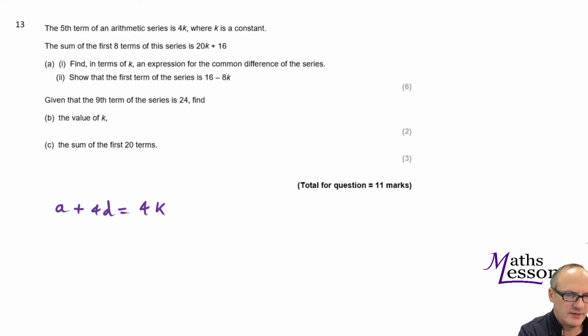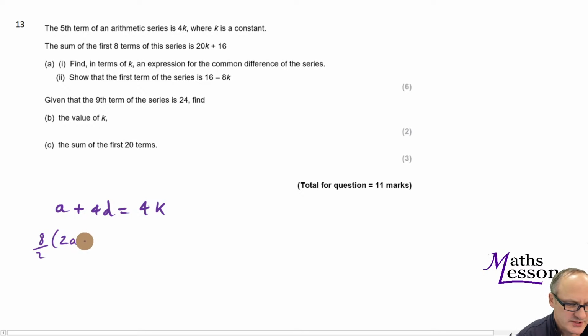Actually, that pen's just a bit thick. Let's go slightly thinner than that one. So we got that, and we got the sum of the first 8 terms is 20k plus 16. So the sum of the first 8 terms is n over 2, 8 over 2, times 2a plus n minus 1 lots of d, so that's 7 lots of d, and that will equal 20k plus 16. Now this implies that a will equal 4k minus 4d.